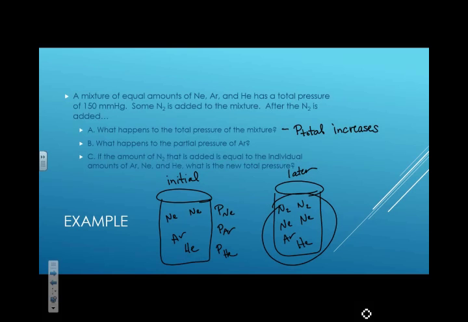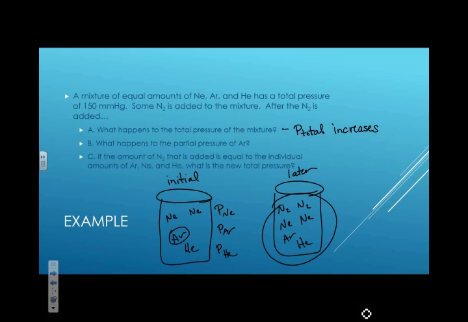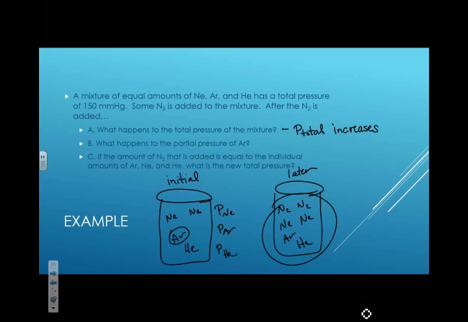What happens to the partial pressure of argon? Well, if we go back and think about our jelly beans, it's like argon is an orange jelly bean, and it has a particular pressure associated with the argon molecules hitting the sides of the container. That pressure doesn't change when I add nitrogen to the flask because the number of argon molecules is the same, and the temperature is the same, and the volume is the same. So the partial pressure of argon stays the same, stays constant, doesn't change after I've added that nitrogen.